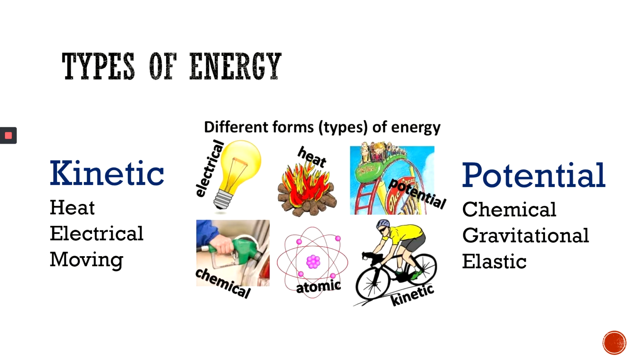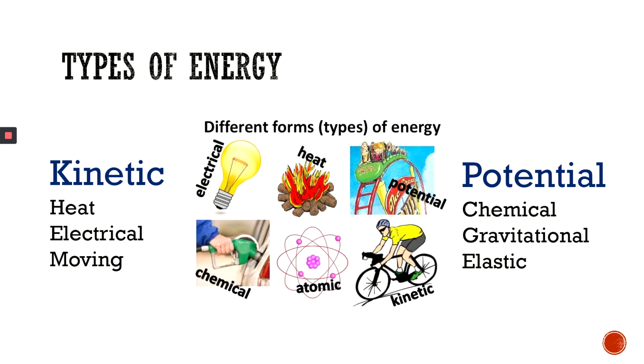Let's talk about different types of energy. There are many different forms or types of energy, and you might be familiar with a lot of these from year 9 or year 10 science. We have here electrical, heat, gravitational potential energy, chemical, atomic, and kinetic energy. These types of energy and many others can be categorized into either kinetic or potential.